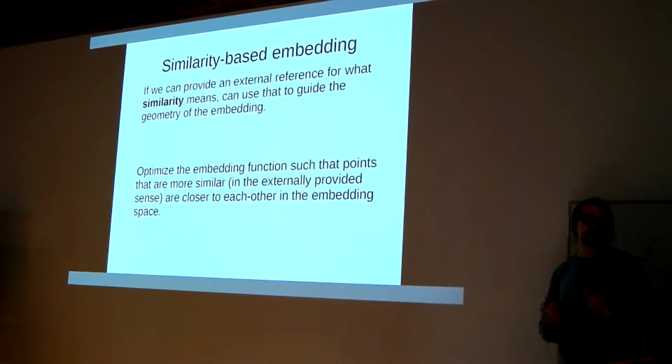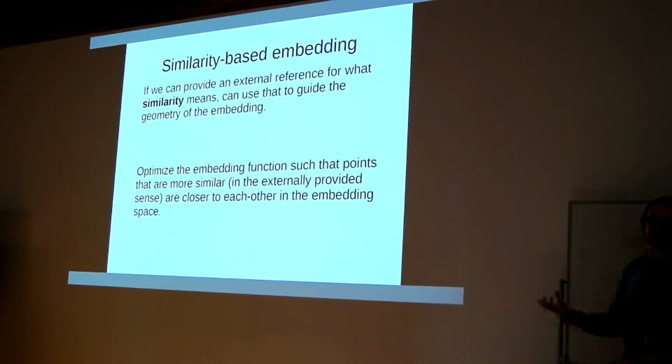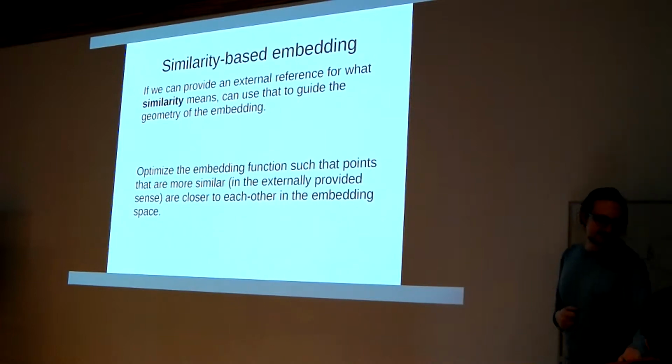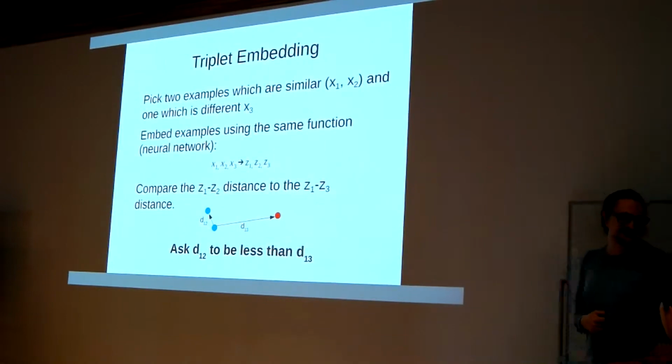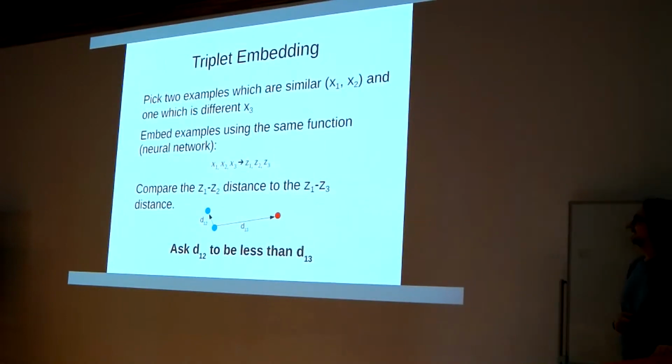And so then what you want to do is optimize this embedding function so that things that you say are more similar are closer to each other than pairs that you say are more different. And that leads to this specific algorithm, which is this triplet embedding. It's a triplet embedding because you have triplets of data points that you consider. And you pick 2 of them intentionally to make 2 that are in the similar family and 1 that is dissimilar to both of the first 2.